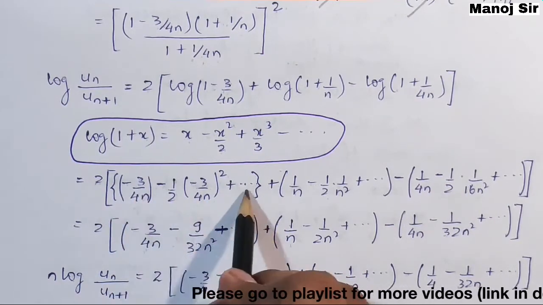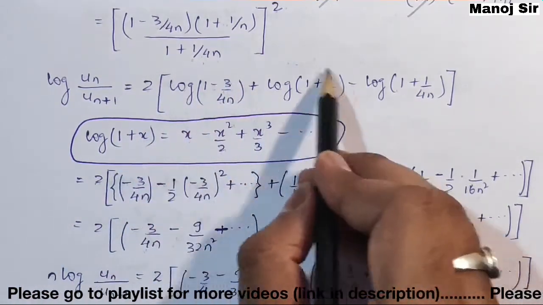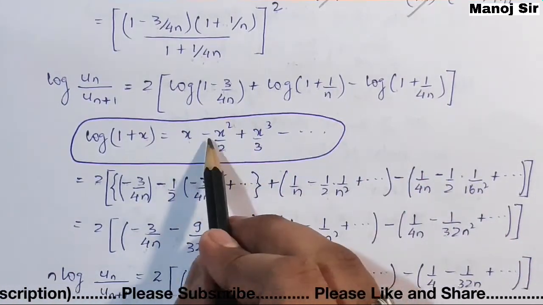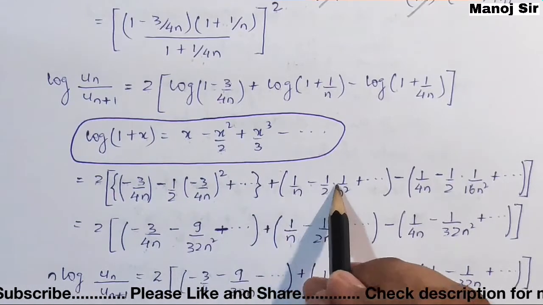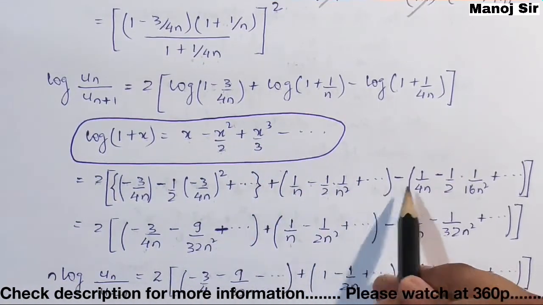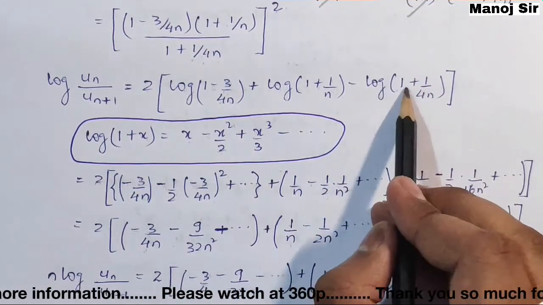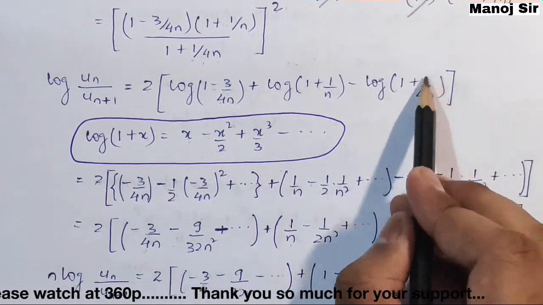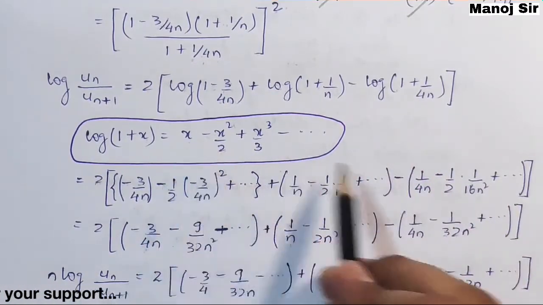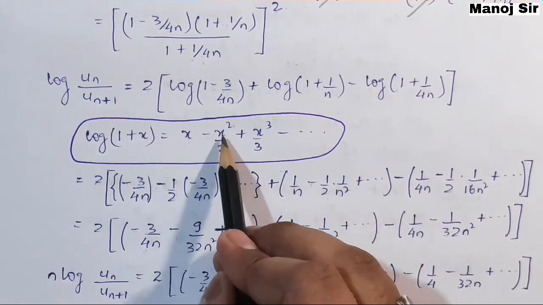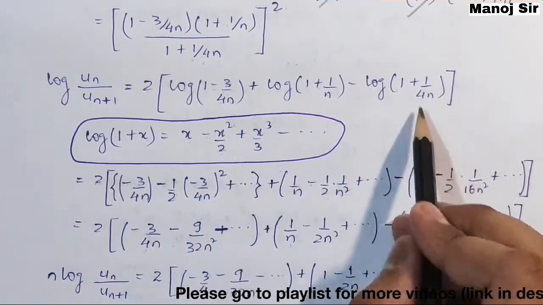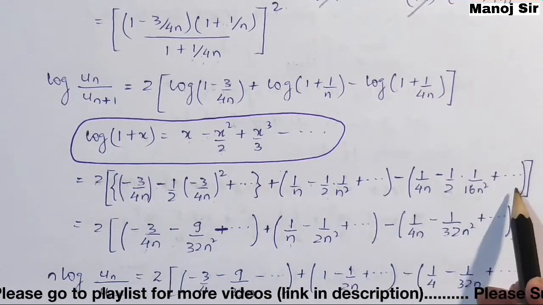Close this bracket for the first term. Now coming to the second term, here x is 1 upon n. So x, that is 1 upon n, minus half of x square, that is 1 upon n square plus dot dot dot. Coming to the last, that is log(1 + 1 upon 4n), x is 1 upon 4n. So the expansion would be 1 upon 4n minus half of x square. What is x? 1 upon 4n. So this is going to be 1 upon 16n square plus dot dot dot.